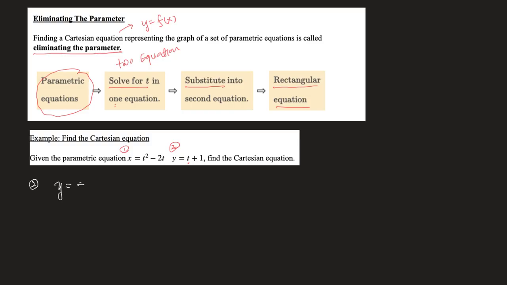So y equals t plus 1, solve for t. So t is gonna be y minus 1. Then what you have to do, this t value goes into equation 1. So you're gonna plug in this one into equation 1. X equals (y minus 1) squared minus 2(y minus 1). So then t will be gone. Now what do you have? Only x and y, right? So we call this one the Gaussian equation or rectangular equation.